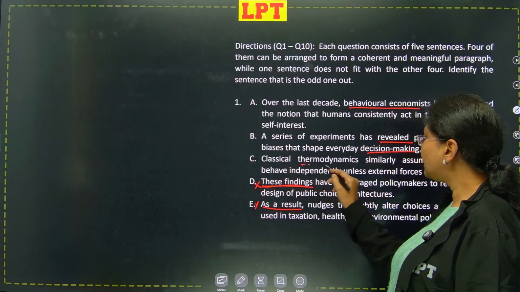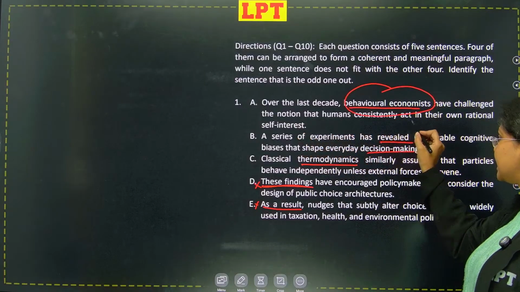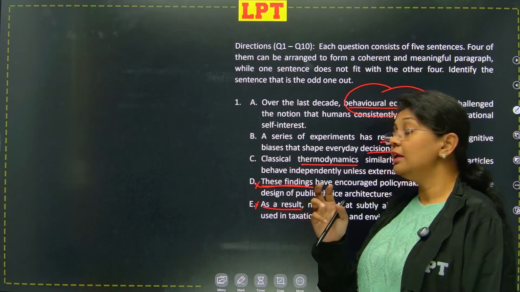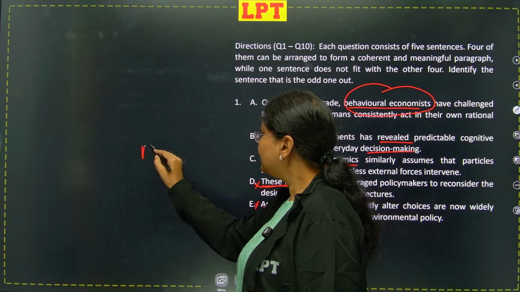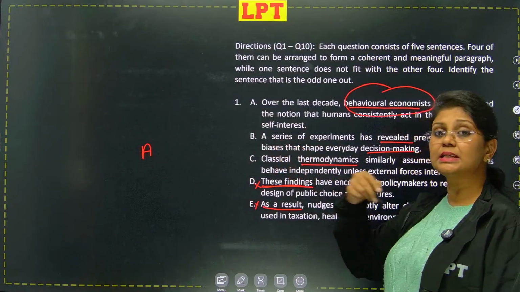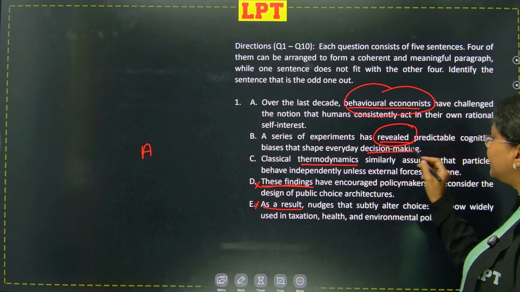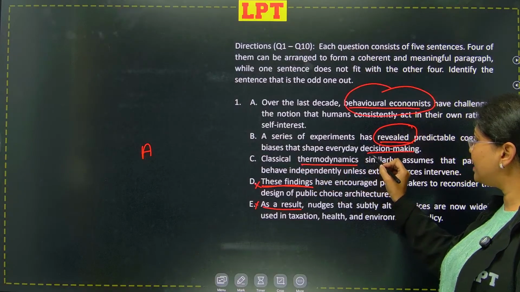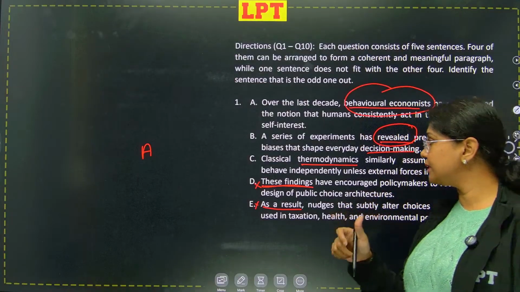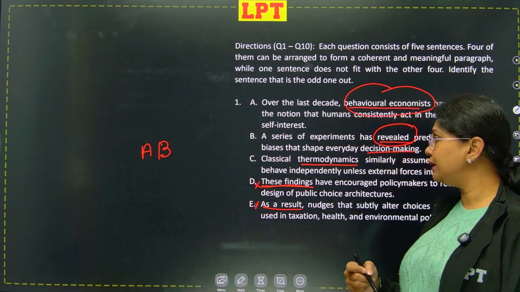Now, this talks about behavioral economists who have challenged the notion that humans consistently act in their own self-interest. So, of course, if you compare these sentences, you understand that the opening sentence has to be A. Out of these statements, A is the sentence that starts. Now, this is substantiated by B. It says a series of experiments has revealed predictable cognitive biases that shape everyday decision making. So, this is again continuing with the idea of what behavioral economists have challenged. So I'm sure that you have a pair, A and B, that goes together.